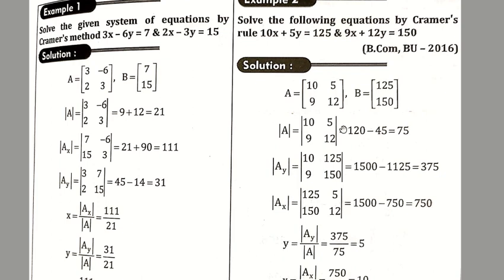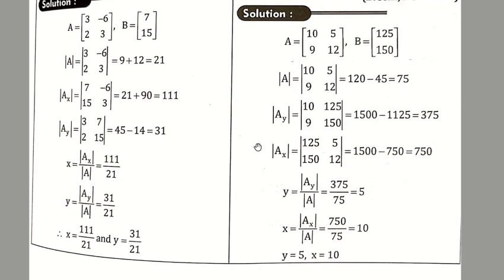And AY is, in the place of the y coefficient, you put the constant numbers, which is 125 and 150. So 10 into 150, 1500, 125 into 9, 1125. The value is 375. So the AX is, in the place of x, you'll put the value of the constant, which is 125 and 150, and 5 and 12. 125 into 12 is 1500. 5 into 150 is 750, which is equal to 750.